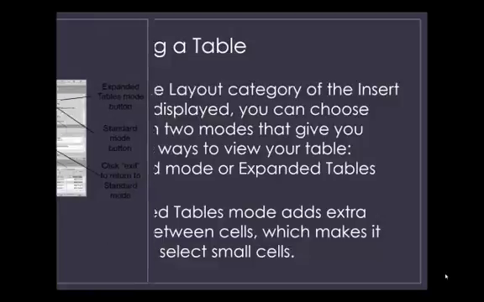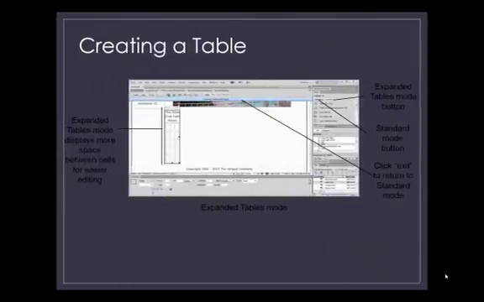To create a table in Standard mode, you're going to click on the Table button on the Insert panel, open the Table dialog box, and then enter the value for the number of rows and columns in the Table dialog box. The rest of the table properties are going to be assigned using CSS.